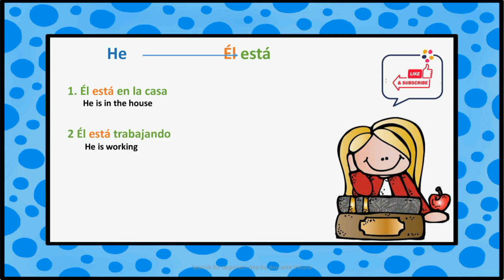Él está trabajando. He is working. We use él está because we are talking about what he is doing. Él está trabajando. Él está cansado. He is tired. We use él está because we are talking about the feelings. Él está cansado. Él está con María. He is with María. We use él está because we are talking about with who he is.